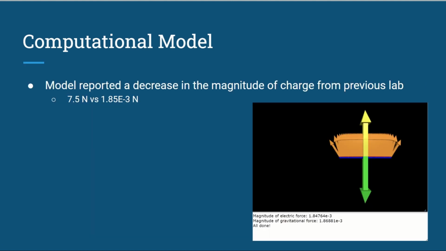The computational model results are displayed on the screen right here. The model reported a decrease in the magnitude of charge from the previous lab. Likewise, it also reported a decrease in the electric force present on the top tape. The previous lab reported a force of 7.5 newtons, whereas this lab reported a force of 1.85 times 10 to the negative 3 newtons. A computational physical model is displayed on the right, with the orange arrows representing the electric fields.